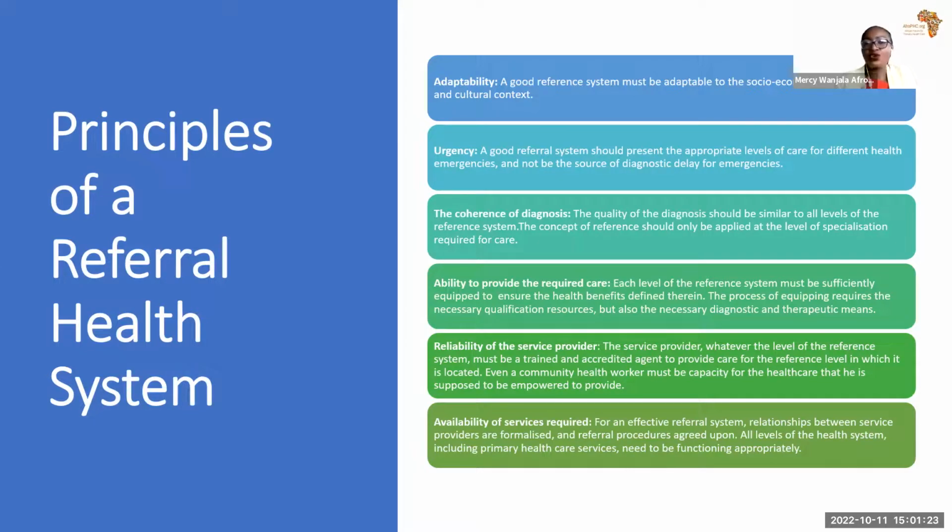So you have to consider where I'm referring this patient: is the service available, and when and how is it available? Then reliability of the service provider. Like I mentioned, we have problems within our systems where sometimes commodities or drugs are missing, or maybe a healthcare worker, there's only one surgeon in the whole county. So when you refer, the surgeon is on leave. How reliable is the service provider that you're sending the patient to? Then availability of services, which I've already talked about.